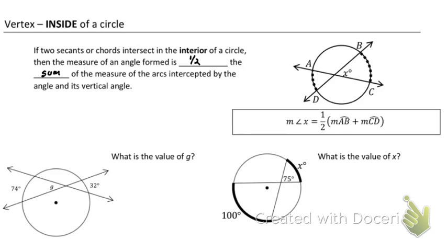If I want to find the measure of angle x, I'm going to find the arc. I have these out of order. That should not say AB. I need to correct that. That should say arc AD. That needs to be fixed. And arc BC, because those are the ones that are formed by this x and its vertical angle.